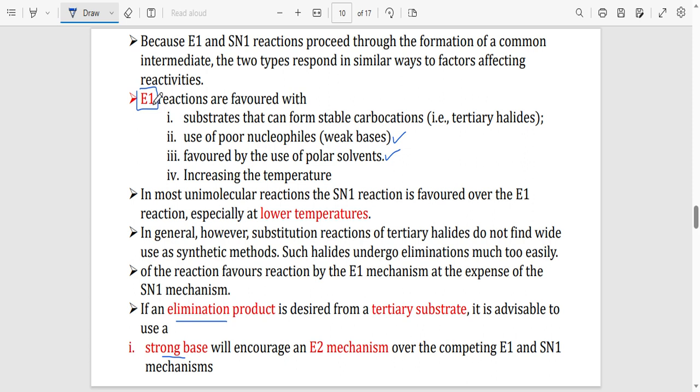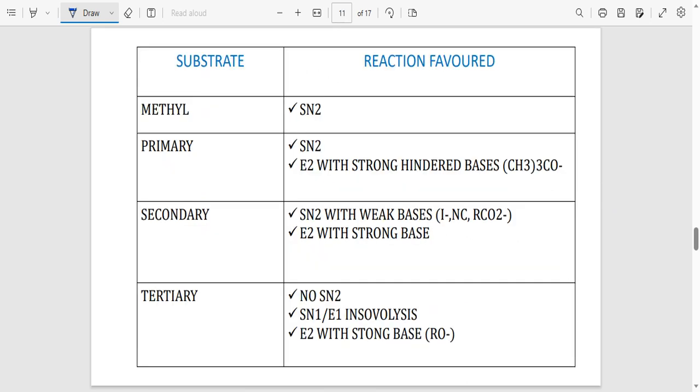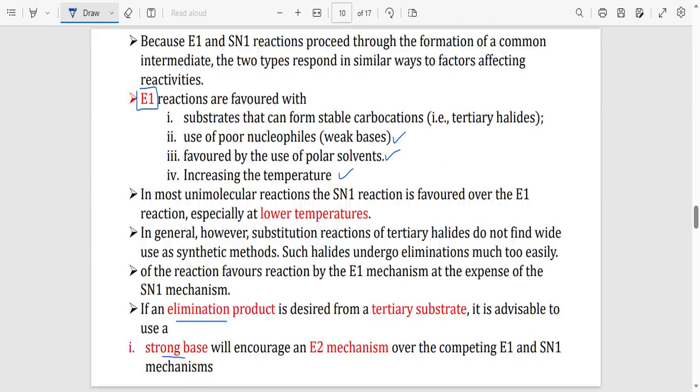So where there is a competition between E1 and SN1, if these conditions are met, also increasing the temperature helps, because basically elimination reactions work better at higher temperatures than SN reactions. So these are going to be much better. All right, so this is it for this part.